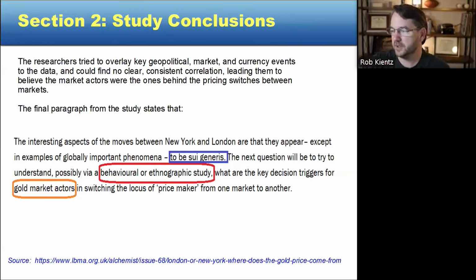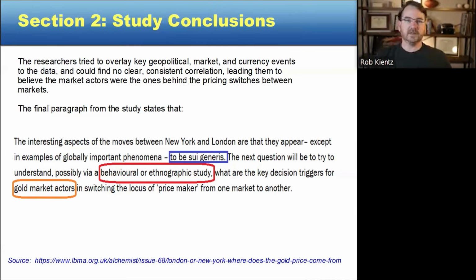Key. The next question will be to try to understand, possibly via a behavioral or ethnographic study. So in other words, they're not looking at the common events that would move markets because they didn't find correlation to these. They didn't find correlation to wars or currency events or collapsing economies or whatever. It's behavioral and ethnographic, meaning human behavior. Whose human behavior? Let's read on to see. What are the key decision triggers for gold market actors in switching the locus of a price maker from one market to another, either the London OTC market or the COMEX futures and options market?